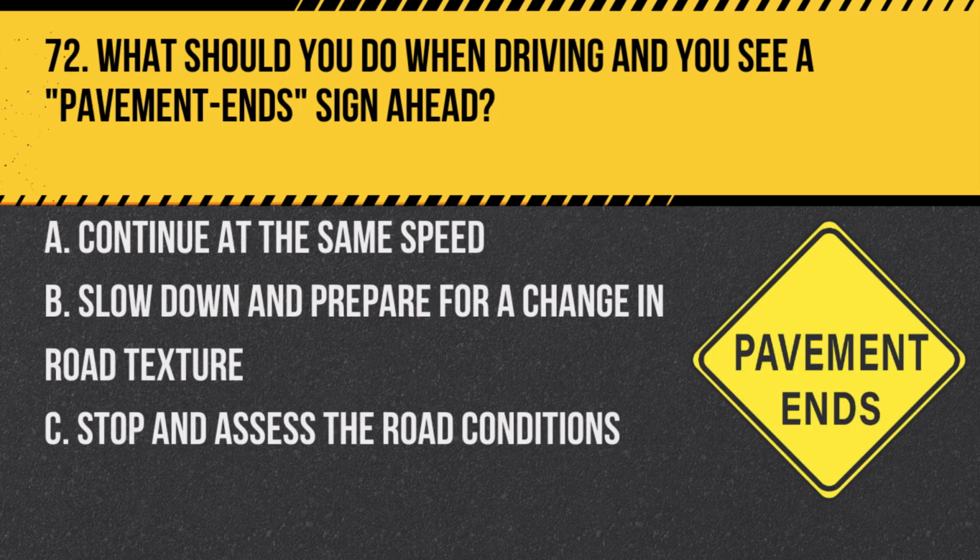Question 72. What should you do when driving and you see a pavement end sign ahead? A. Continue at the same speed. B. Slow down and prepare for a change in road texture. C. Stop and assess the road conditions. Answer: B. Slow down and prepare for a change in road texture. The transition from pavement to gravel or dirt requires a careful approach.